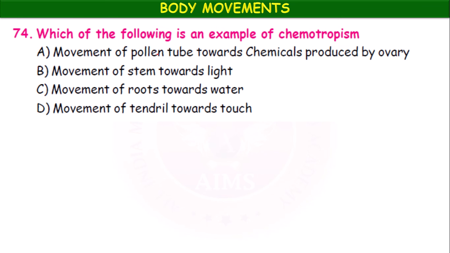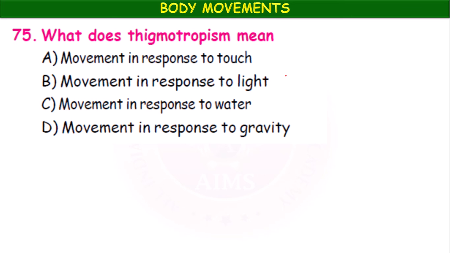Next, which of the following is an example of chemotropism? Movement of the pollen grain towards the chemicals produced by ovary, movement of the stem towards light, movement of the roots towards water, movement of the tendril towards the touch. So, it is the movement of the pollen tube during the fertilization, towards the chemicals produced by ovary.